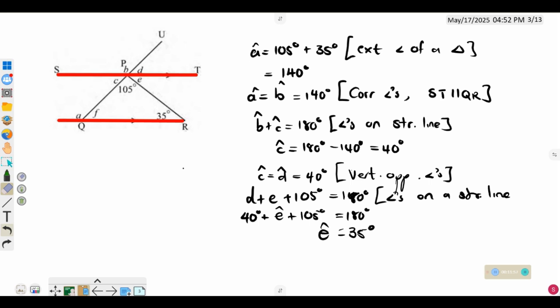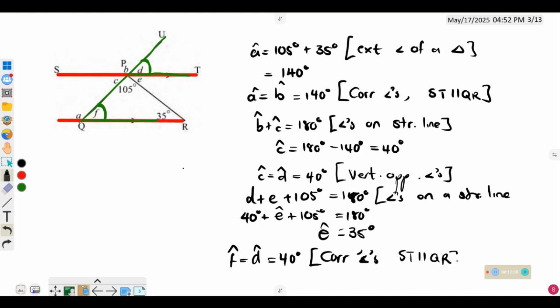Right, and then let's look at F. F is equal to D. Why? Because F is above the parallel line, but there's another angle above the parallel line. Look at the T shape there. It goes like this. So angle F is equal to angle D, and that's equal to 40 degrees. And these are corresponding angles, in corresponding positions, since ST is parallel to QR, like that.